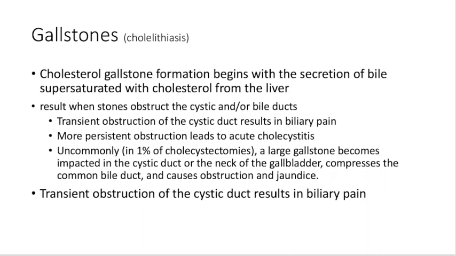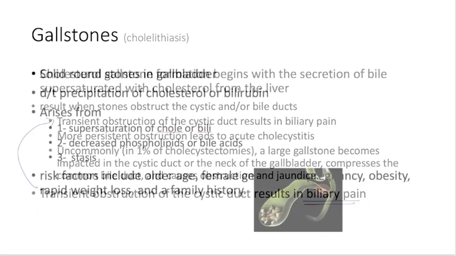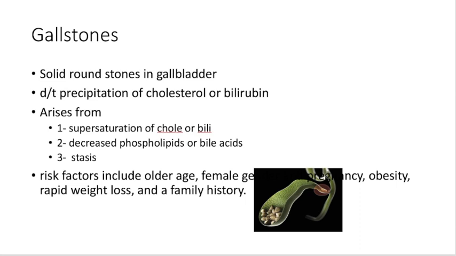Uncommonly, a large gallstone becomes impacted in the cystic duct, compresses the common bile duct, and causes obstruction and jaundice, but that is uncommon. The transient obstruction is going to result in that biliary pain, and that's what we would get with these transient attacks. So the gallstones are related to precipitation of cholesterol and bilirubin.